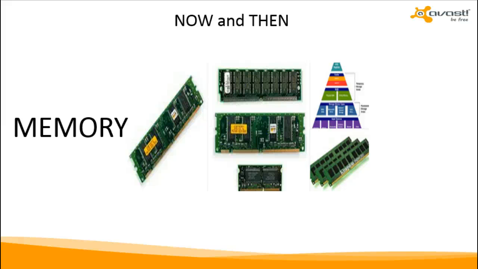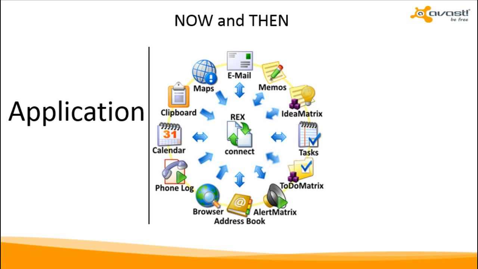Computer memory. Let's see. My Commodore VIC-20, when I first bought it, had 3K of RAM. My current computer has 16 gigs of RAM. A little bit of a difference. An application or a program. Things that make our computers interesting. Without them, they'd just be a box.